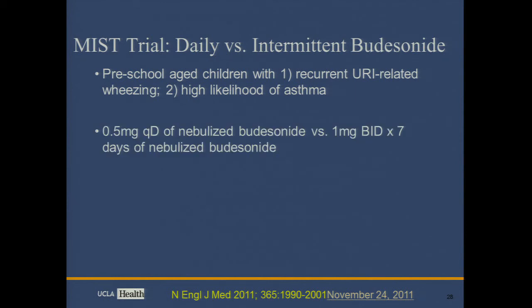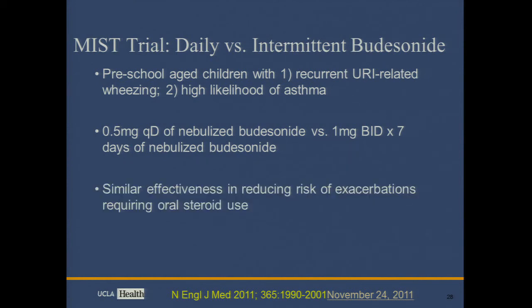And they were randomized either to 0.5 milligram daily of nebulized budesonide, or they were randomized to 1 milligram twice a day for 7 days of nebulized budesonide. Okay? And after the 7 days, they were off. So they only used that 1 milligram twice a day at the onset of a URI. All the other times they were off. And so they compared outcomes between the two groups, and they found similar effectiveness in reducing the risk of exacerbations requiring oral corticosteroids. So I think a very reasonable outcome to look at how effective are these medications.